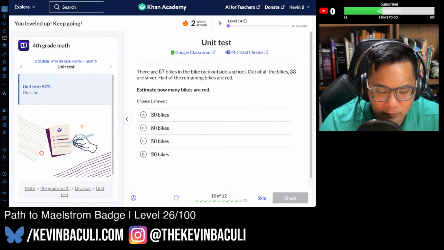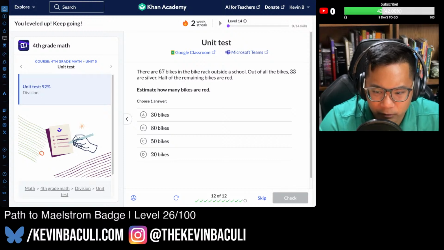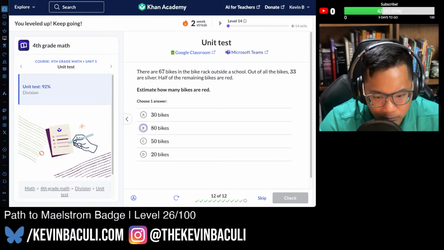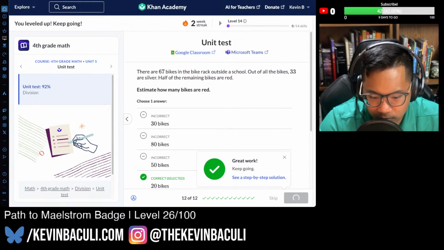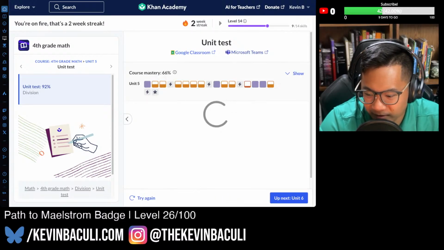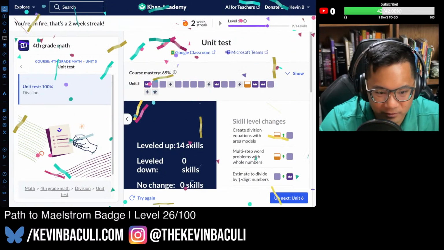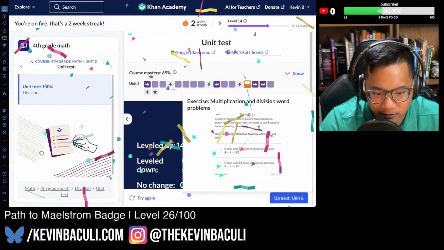Yeah. There's 67 bikes in the bike rack outside the school. Out of all the bikes, 33 are silver. Half of the remaining bikes are red. So 34. 34 divided by 2 is 17. Oh, I did it in my head. Alright, that's cool. Oh my god.